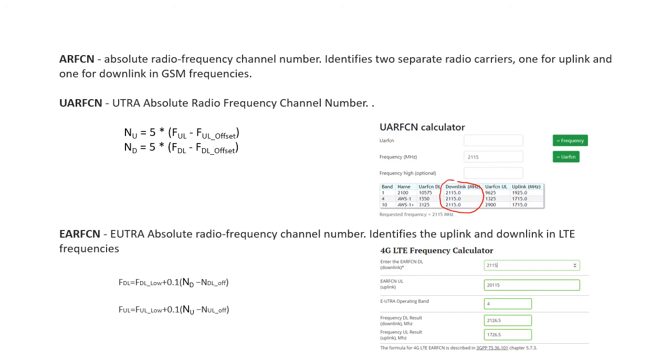Then there's another example for the 4G LTE frequency calculator. We either put in the EARFCN and get the results, or we can also choose a frequency and come up with the other results. It's just a matter of deciding on one input that we have and then determining the rest.